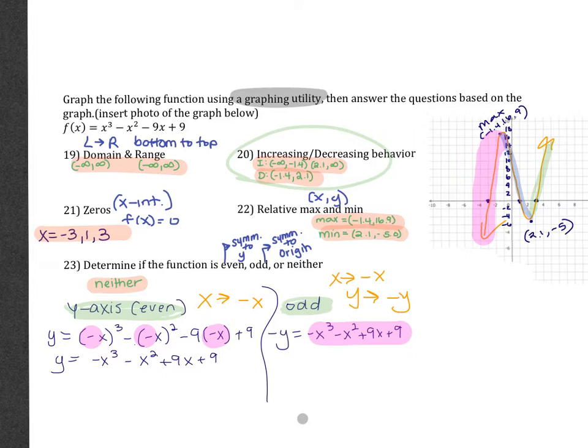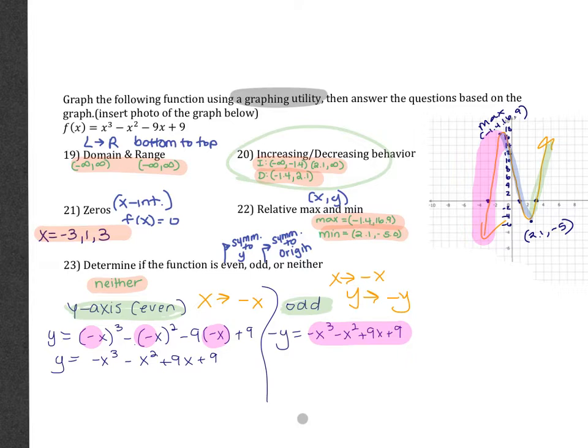The domain, the range, the increasing, decreasing, the zeros, the max and min. Keep in mind, domain and range, increasing and decreasing, are going to be in interval notation. Max and min are in your coordinate point form. Zeros are listed, all the x values. Questions on that one?